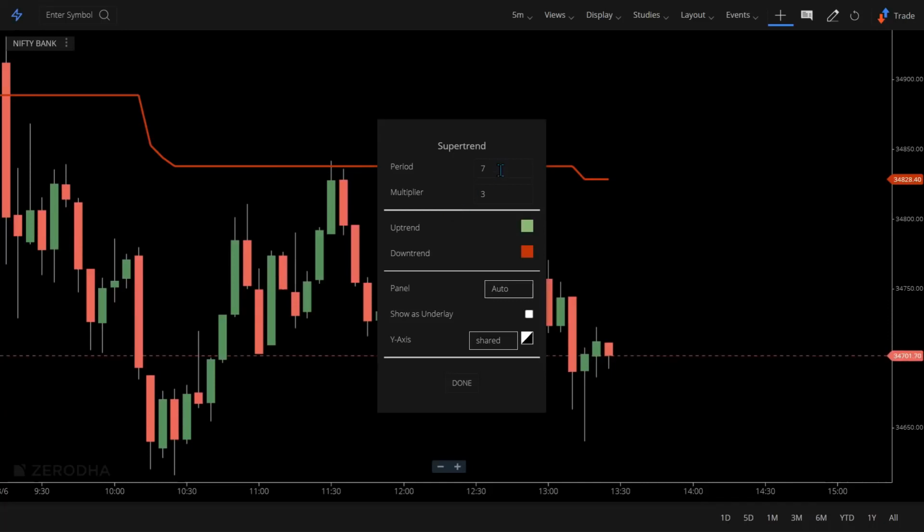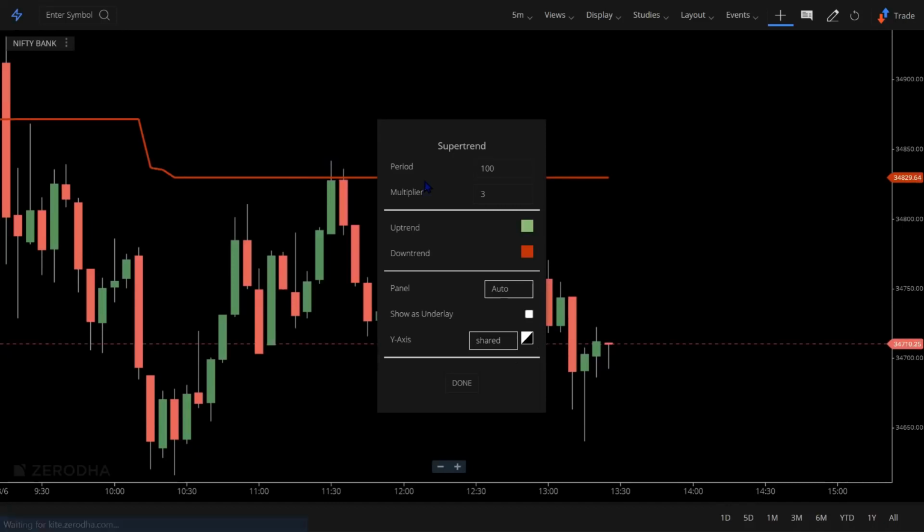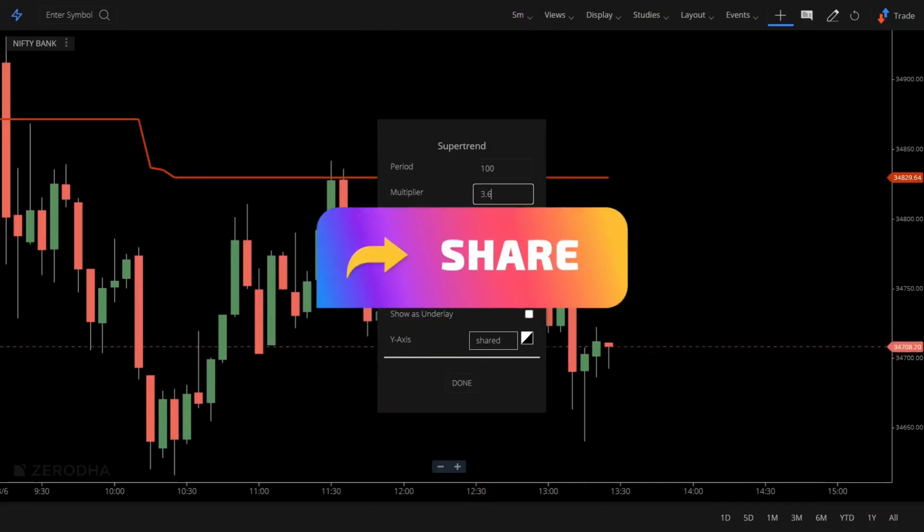apply that as such. So first and foremost, we will change the 7 period to 100 period. So we want to check it over the last 100 periods. So the moment I change to 100, it automatically adjusted the line. Now after that, what you will do, instead of 3, you will make it 3.6.